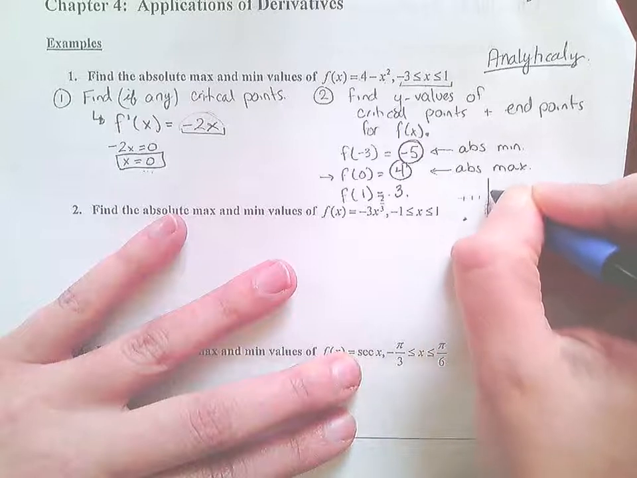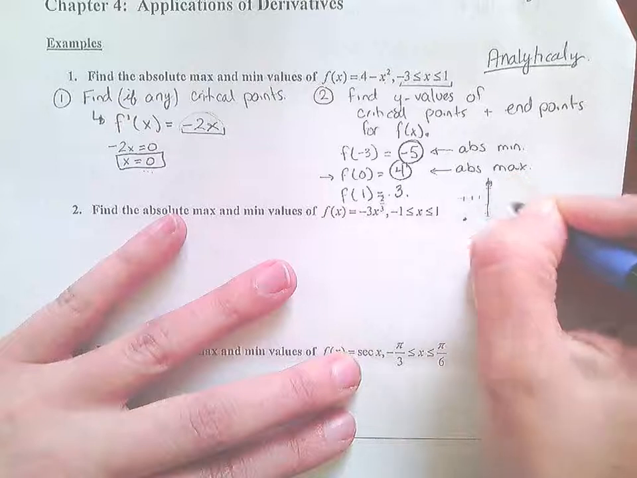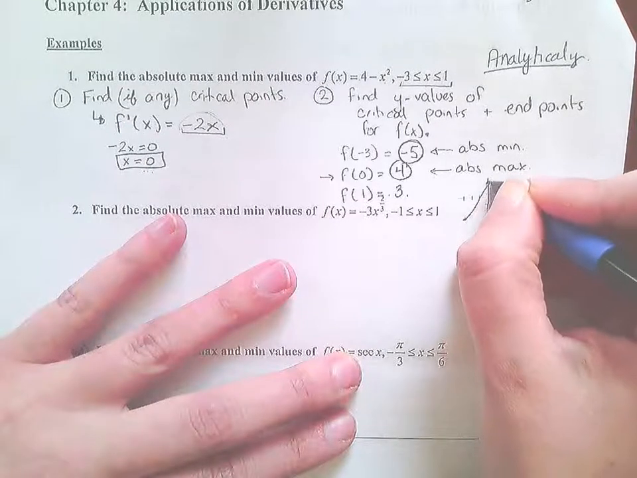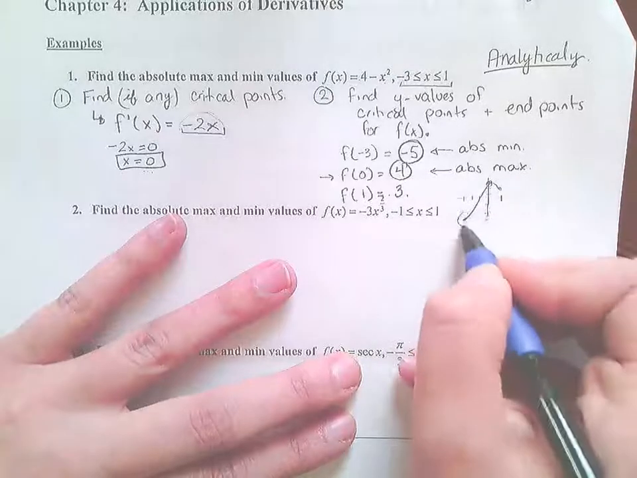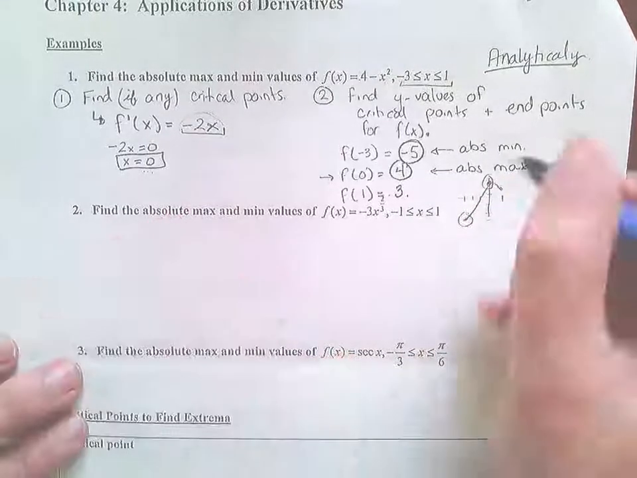At 0, it goes all the way up to 4. And then at 1, it comes back down. So in between this interval, this graph does one of these. So you can tell that this is the absolute min, and this is the absolute max.